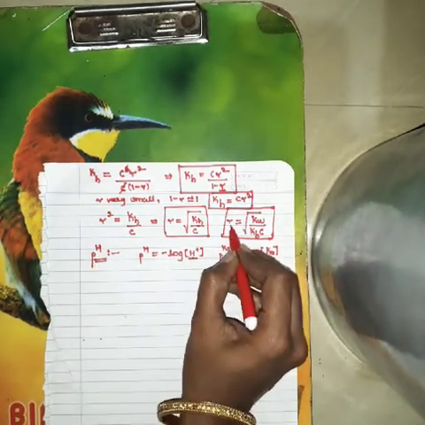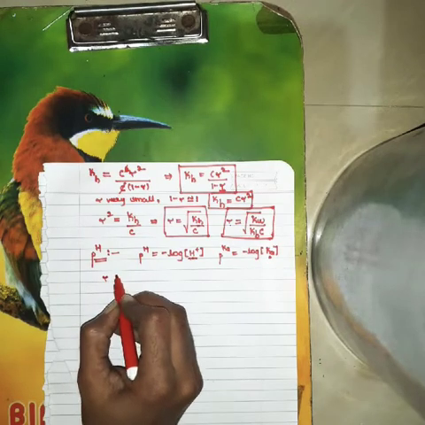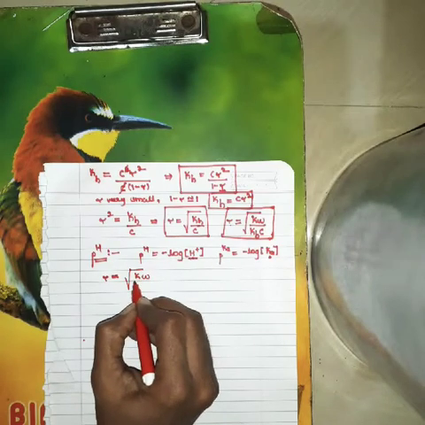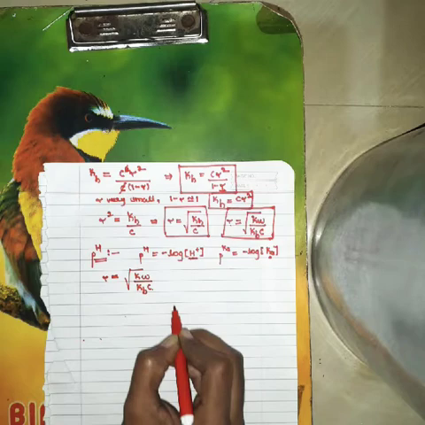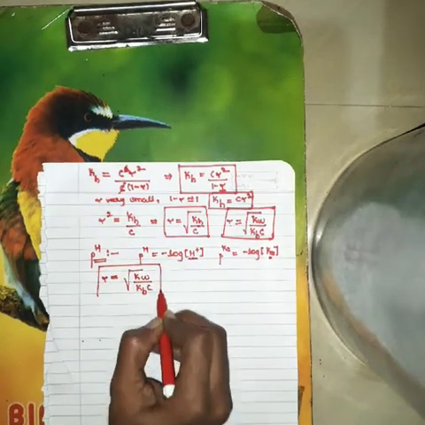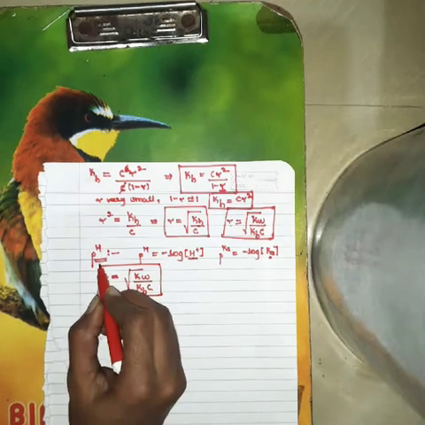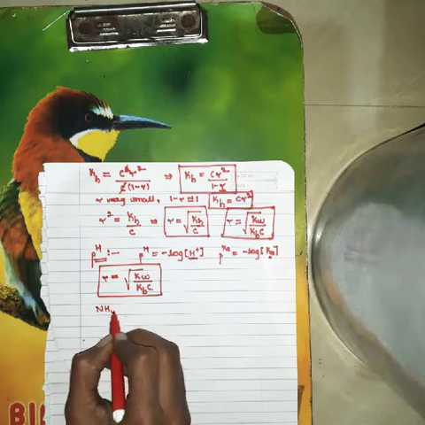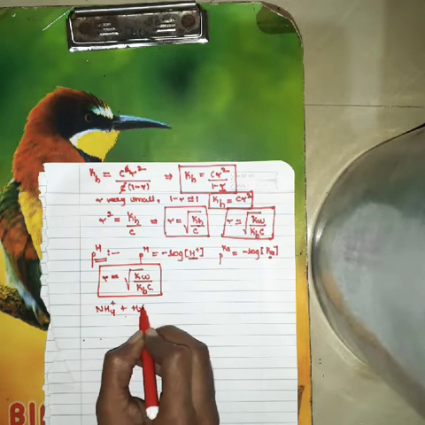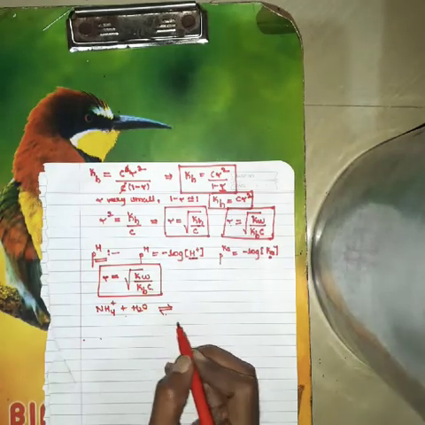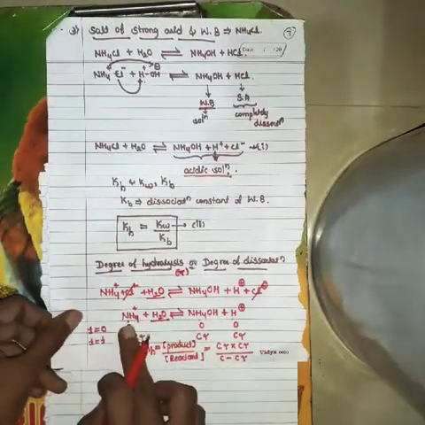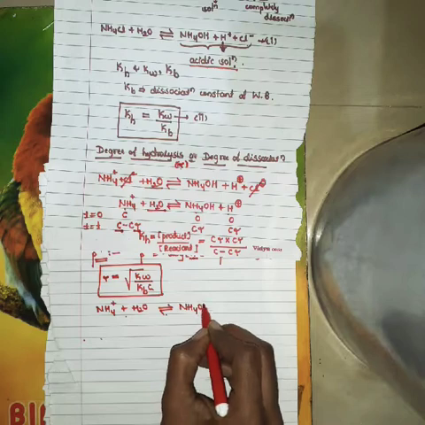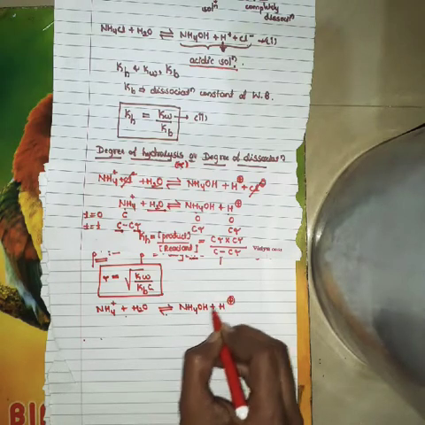For pH, we have to take the expression alpha is equal to square root of Kw divided by Kb into C. We have to use this equation to solve the pH of the strong acid and weak base solution. Consider the previous first equation. Consider NH4 plus H2O gives NH4OH plus H plus.